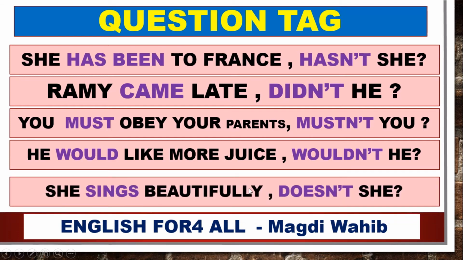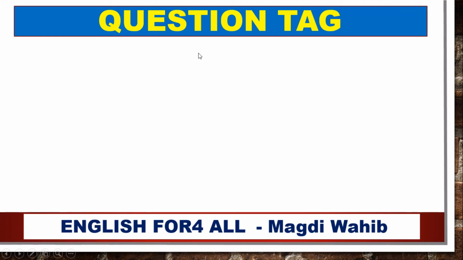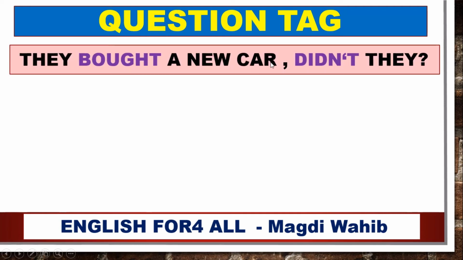She sings beautifully. Sings, present simple. There is S, so we need to use does in the negative form. She sings beautifully, doesn't she? They bought a new car. Past simple. So we need to use did in the negative form. They bought a new car, didn't they?